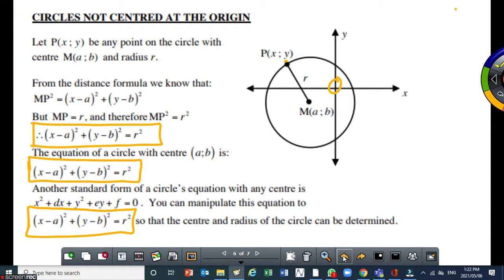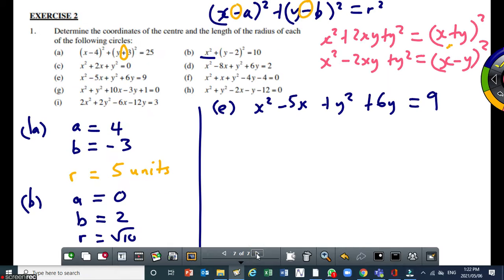Now those two expressions, when you factorize those two trinomials, they are called perfect square trinomials, you get two binomial factors that are the same. So we're going to use that concept to rewrite this equation to this form here. Okay? To do that, we use completing the square.